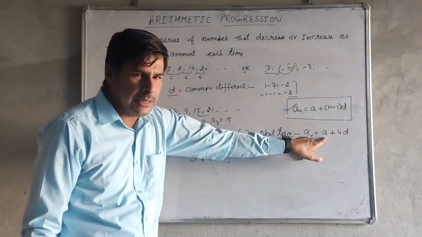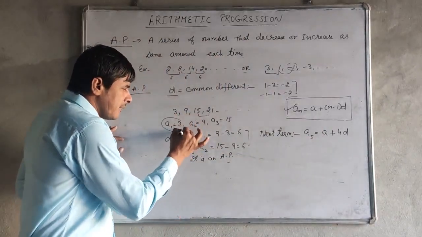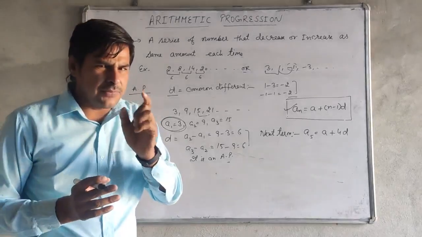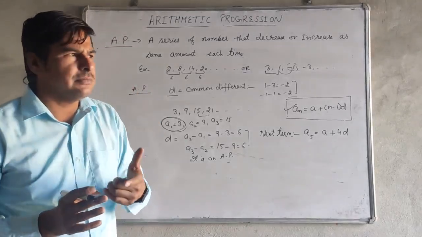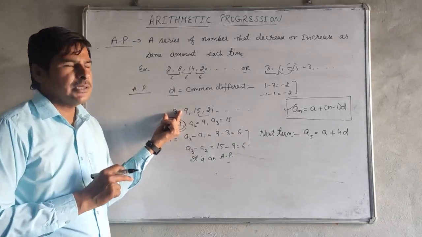What is the value of a? You have been given the AP. The first term is the value of a. Always, when a series is given, what is the value of a? What is the first term? In the given series, the first term is the first number of the series.